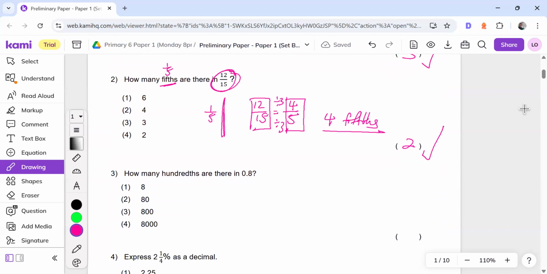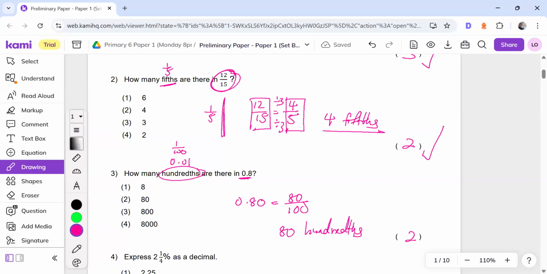Okay, question 3. How many hundredths are there? Hundredth means decimal 0.01, or if you write it as a fraction, 1 over 100. So how many hundredths are there in 0.8? Very simple. 0.8 is one decimal place. You just add one more zero, and it becomes hundredths already. Then change it to a fraction. That is 80 over 100. And what do you call this fraction? It's called 80 hundredths. So how many hundredths?